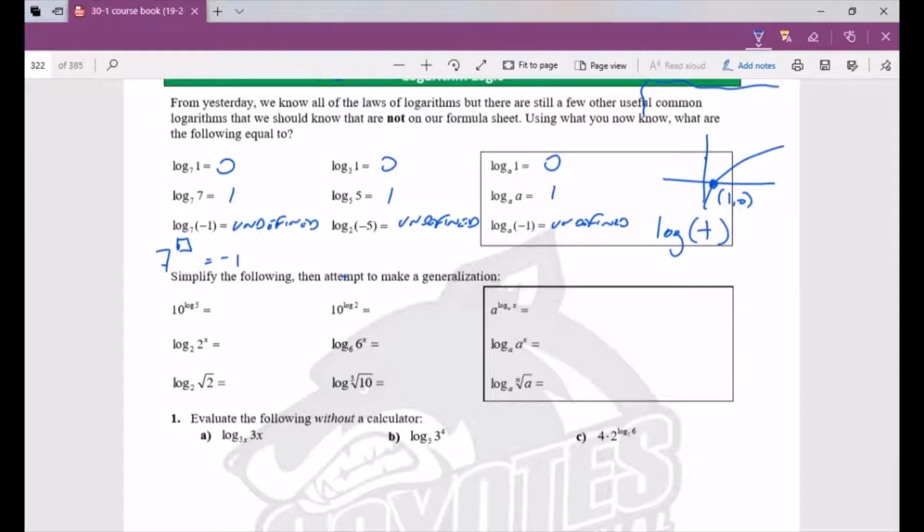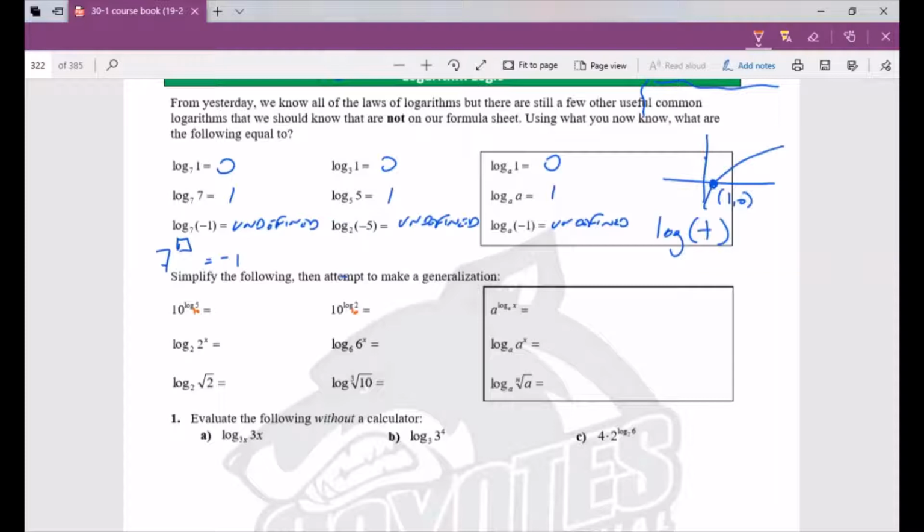All right, this next one is looking at something maybe a little thicker. 10 to the log 5 and 10 to the log 2. Now keep in mind that when we don't have a base number written in the logarithm, there's a tiny little subscript of 10. This is 10 to the log 5 base 10. And the next one is 10 to the log 2 base 10.